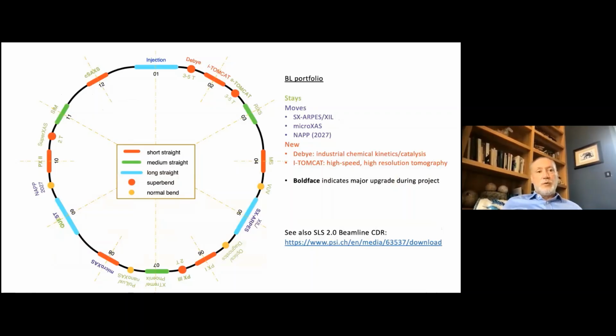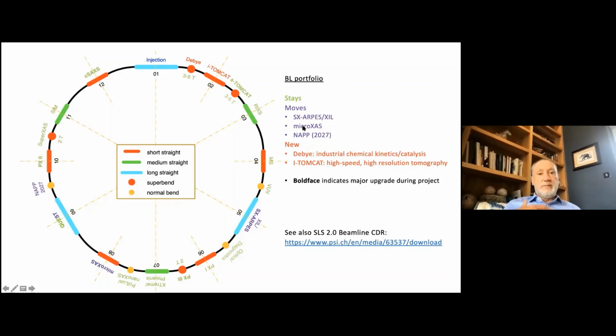Now, for those of you who are not familiar with the SLS, these names will not mean a huge amount to you. So here I will only say that we have new beamlines Dubai, which is an industry beamline for chemical kinetics and catalysis, and a brand new insertion device tomography beamline, which will be the sister beamline of the present Tomcat beamline at the SLS. But over and above that, there are some beamlines which are moving to new locations and will be built essentially completely fresh.